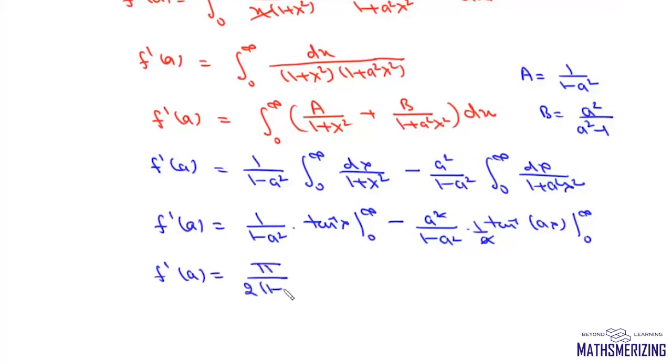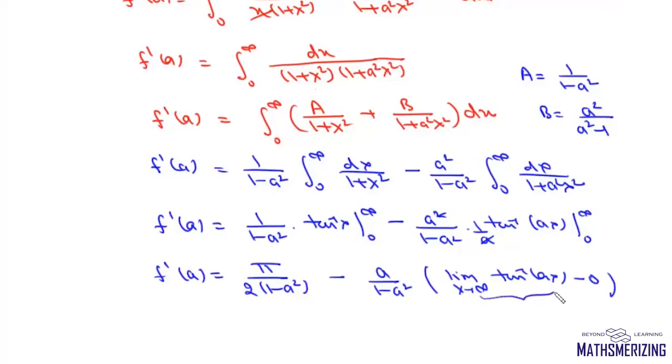So it will be pi by 2 upon 1 minus a square, and then here it will be a upon 1 minus a square, into the limit x tends to infinite of tan inverse ax minus 0. Now what about this limit of tan inverse ax? This limit depends on a. If a is positive, then it will be tan inverse plus infinite, which is pi by 2, and if a is negative, then it will be minus pi by 2. So we have to consider two cases.